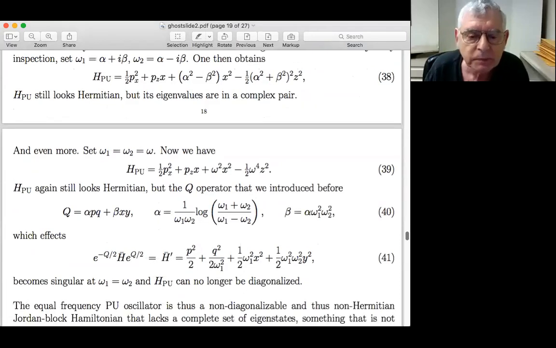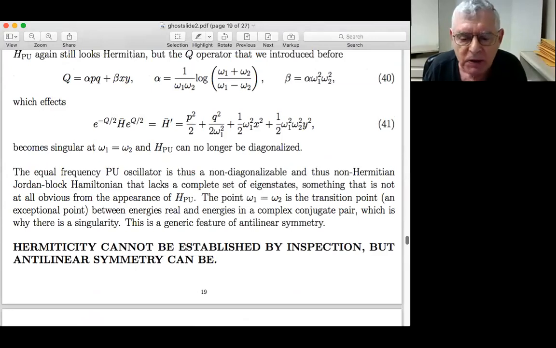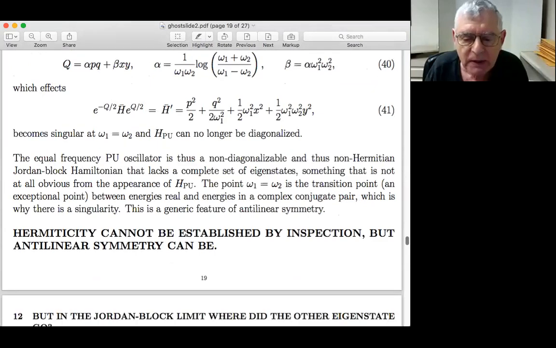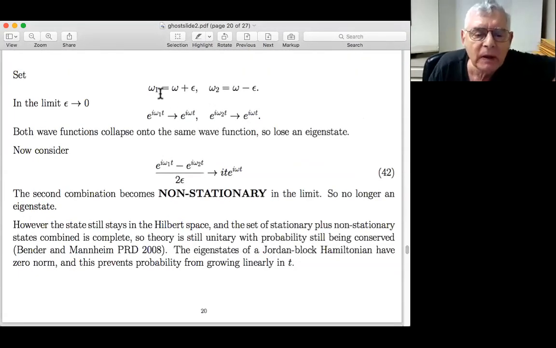So, now, we have possibilities, real energies, complex conjugate energies. Between them, there's a transition point. At the transition point, the Hamiltonian becomes Jordan block. Namely, if you set omega 1 is omega plus epsilon, omega 2 is omega minus epsilon, e to the i omega 1 t and e to the i omega 2 t both go to e to the i omega t. They collapse onto the same eigenfunction. That means we've lost an eigenstate. That means that the Hamiltonian is no longer diagonalizable.